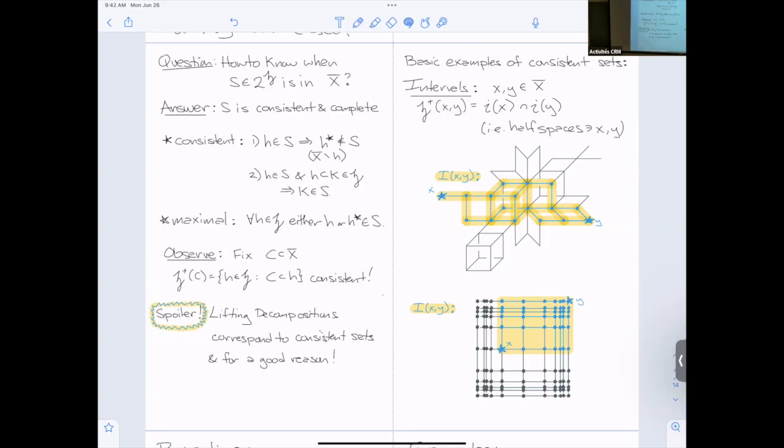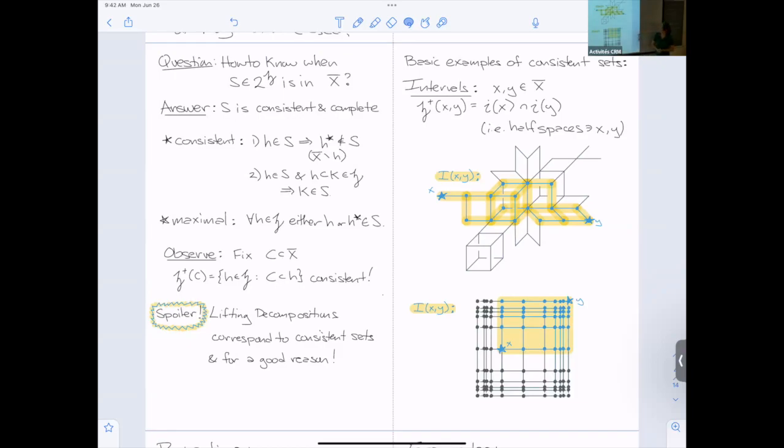So if I choose 2 points, X and Y in X bar, I'm going to look at the half spaces that contain both. The intersection of all of those half spaces is going to be the interval. So I just started drawing some cube complex. I think this is from another talk. I was on an airplane and I just started drawing things. And so I've picked 2 points here, and this is the interval between them. Is there a question or?